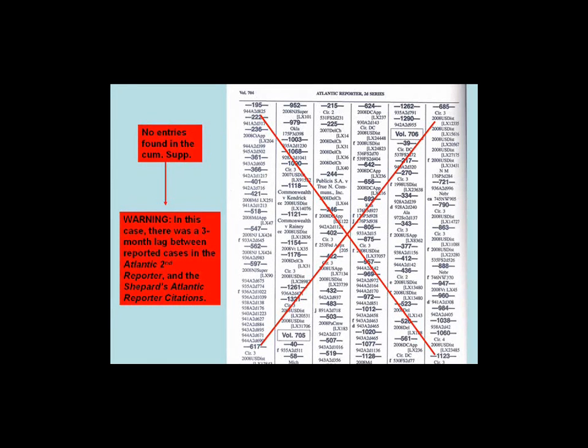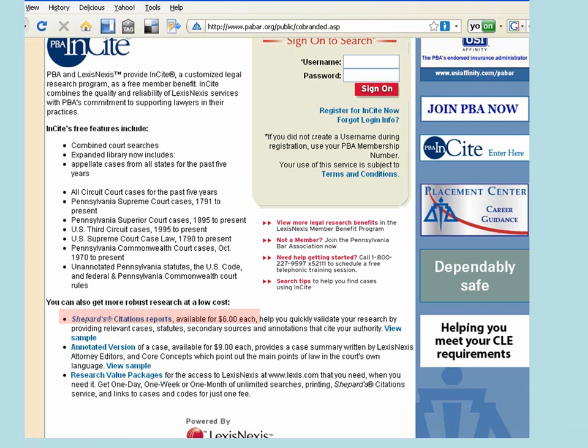In the case of Morin v. Travelers, the cumulative supplement does not have any cases dealing with or citing Morin. But be aware there is a several-month lag between when the reporters have published the opinions and the Shepard citations were published. This is perhaps why using an online citator service such as Shepard's or KeyCite is a better way to go.